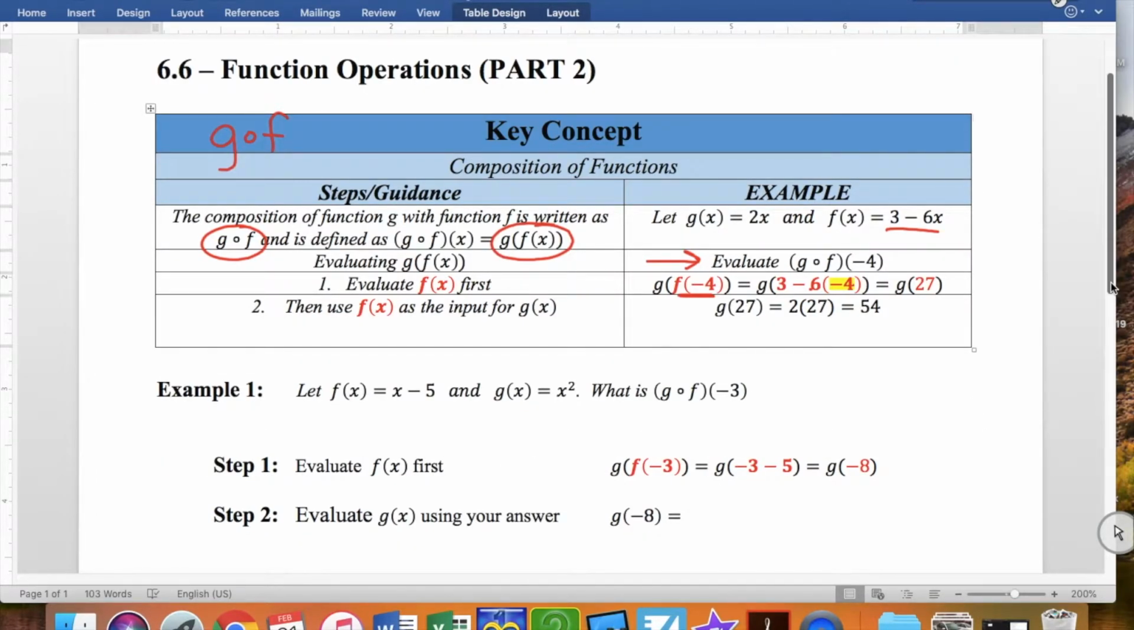So that's what I want to point out, highlight that -4, and as I evaluate that, -4 times -6 is positive 24, plus the 3 is 27. Then my step 2 is I use that answer in my function g of x. So that becomes my x value. So 2 times x is 54. Here's an example, so let's go ahead and work through it so you can see it in action.